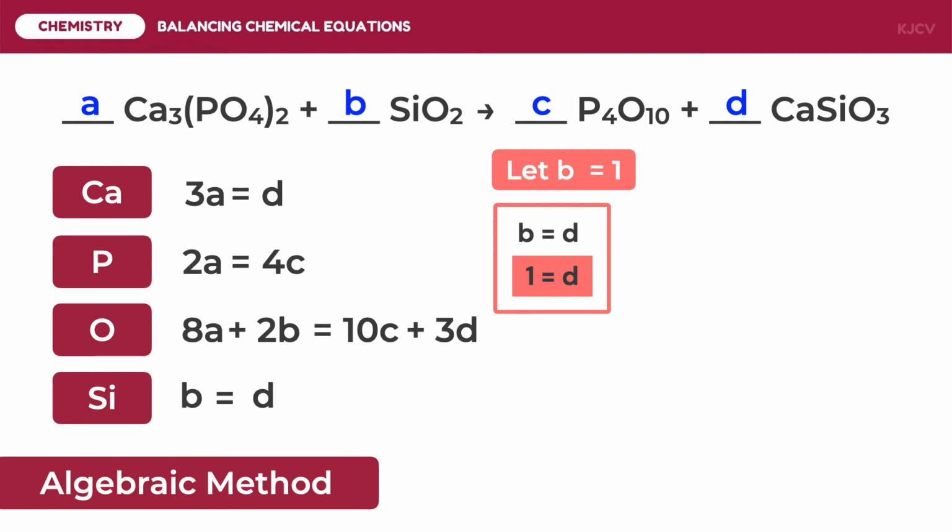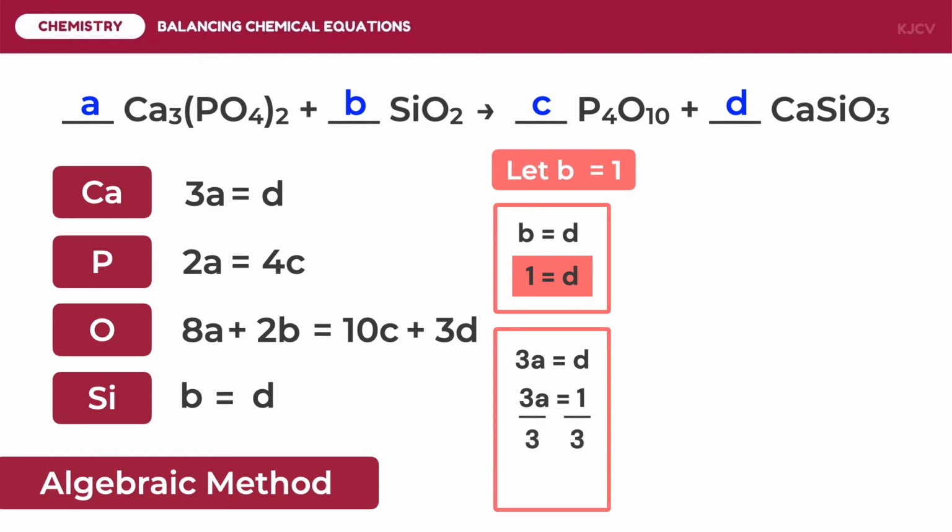We will select the equation with the most number of known variables. Calcium has 1 known and 1 unknown variable. Phosphorus has no known variable. And oxygen has 2 known and 2 unknown variables. Therefore, we should get the value of A from calcium first. We are going to use 3A is equal to D and substitute D with 1 because it is already solved. To get the value for A, we divide both sides of the equation by 3. Thus, A is equal to 1/3.